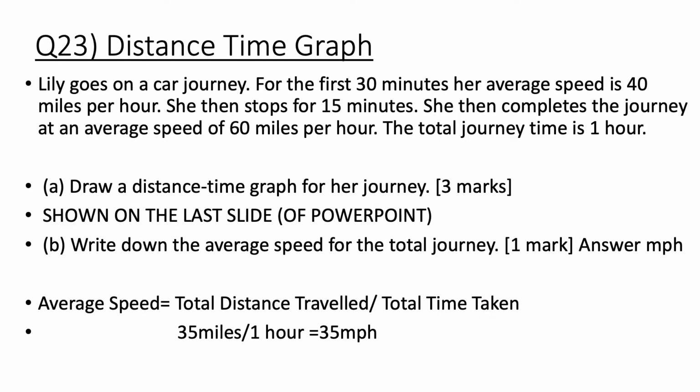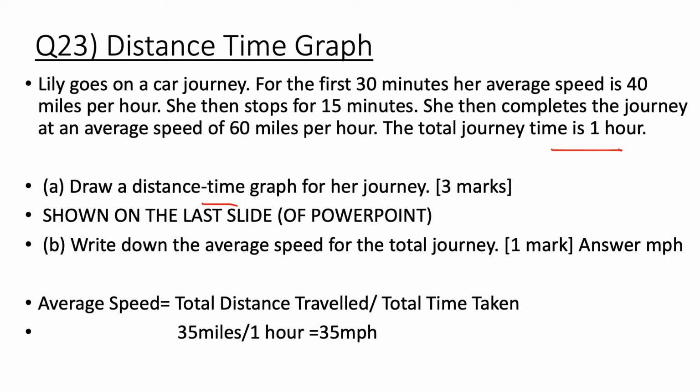Right, guys, question number 23. Lily goes for a car journey. For the first 30 minutes, her average speed is 40 miles per hour. She then stops for 15 minutes. She then completes the journey at an average speed of 60 miles per hour. The total journey time is 1 hour. Okay, so draw a distance time graph.